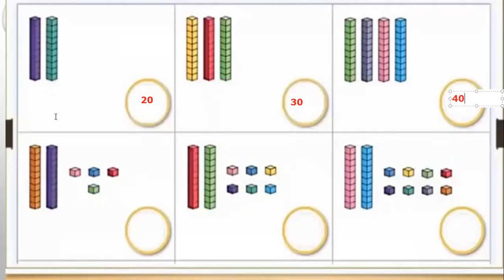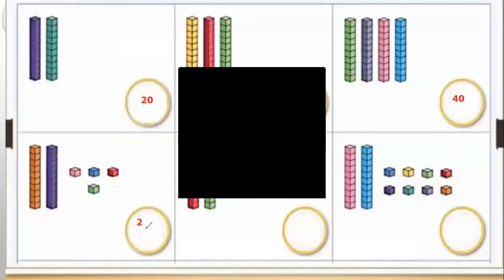So what about here? Are they 10? No. So if they are here, we are going to count by ones. 10, 20, 21, 22, 23, and 24. So this will make our counting easy for us. This will help us in our counting.